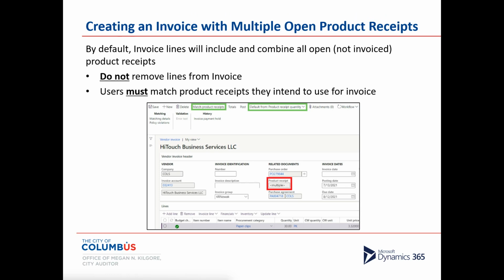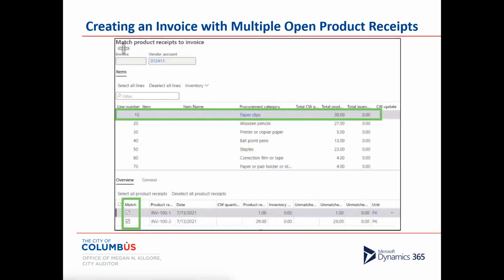So on the screen here, you can see in the vendor invoice header under related documents, product receipt, it will say multiple. So if we don't want multiple, we'll have to go up in the ribbon and select match product receipt. It's going to open the match product receipts to invoice page view.